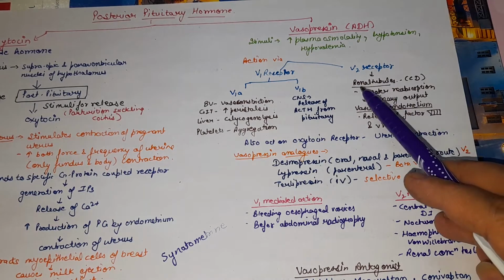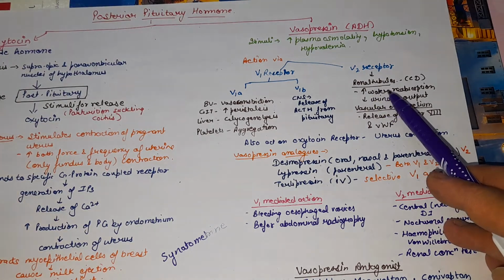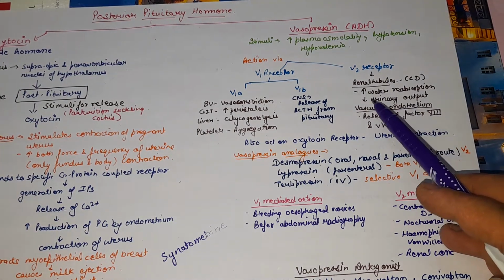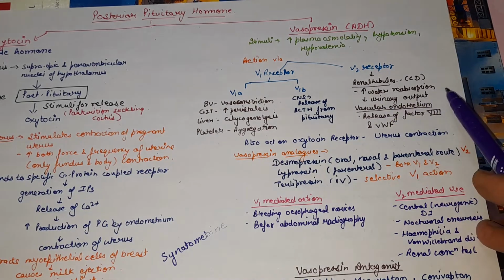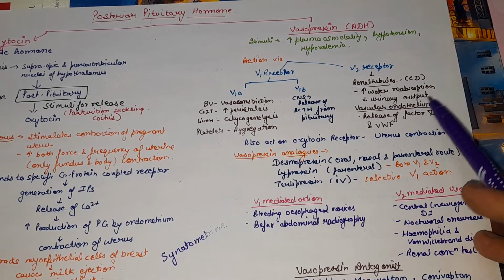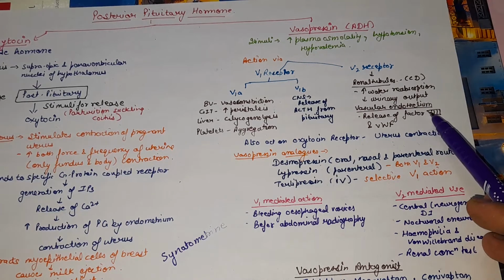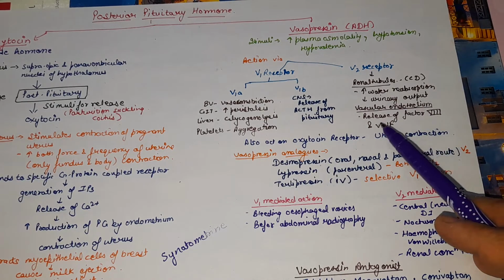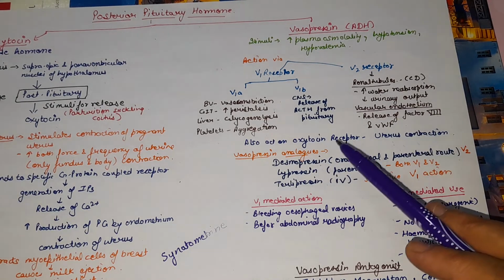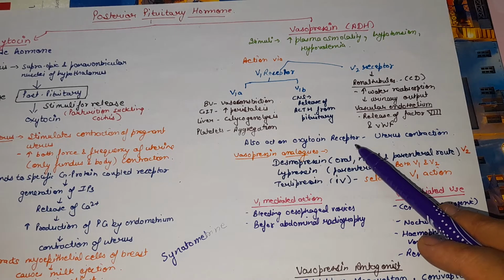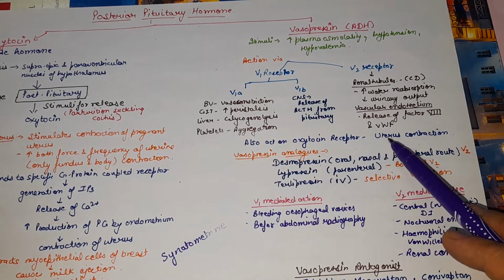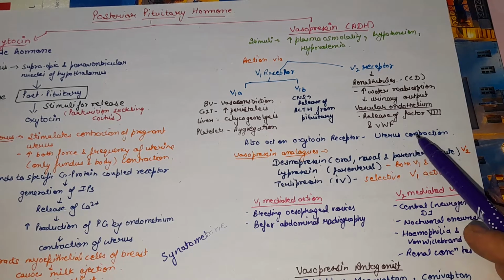V2 receptors are present on renal tubules in the collecting duct, where they cause an increase in water reabsorption and a decrease in urinary output. They are also present on vascular endothelium and cause release of factor 8 and von Willebrand factor. Vasopressin also acts on the oxytocin receptor, and via this receptor vasopressin causes uterine contraction.